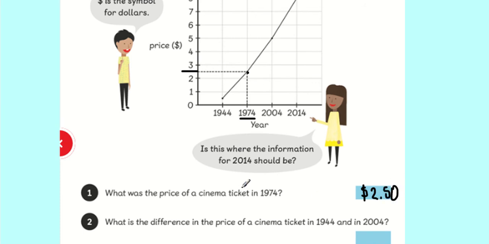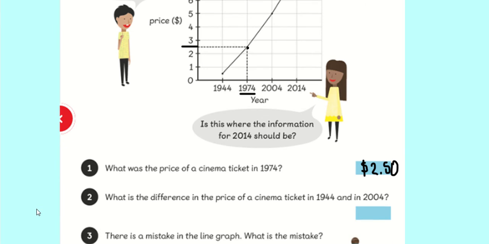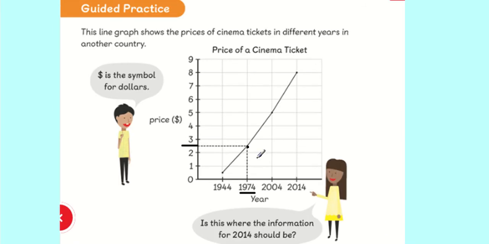There we go. Second question then. What is the difference in the price of a cinema ticket in 1944 and in 2004? Okay, so we need to find the difference. And we know that when we're finding the difference, we are taking away. So let's start with our bigger number then. So 2004, we need to find out how much the ticket was then.